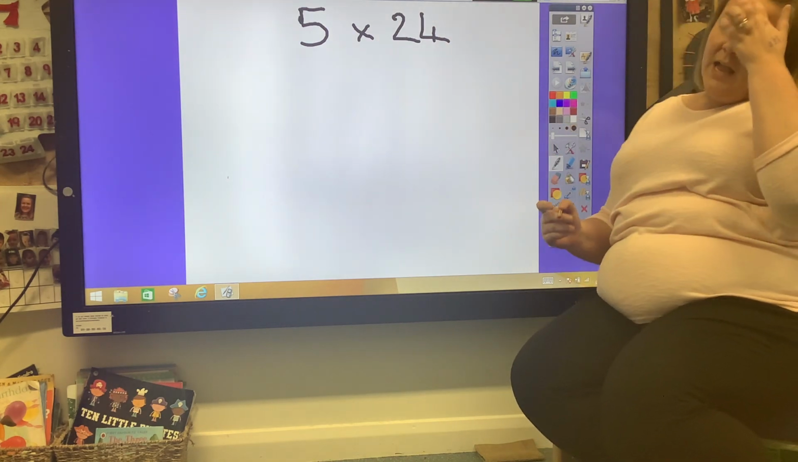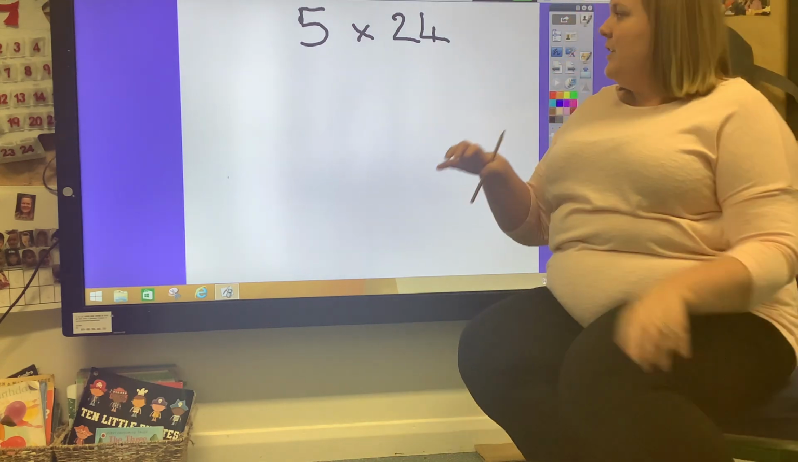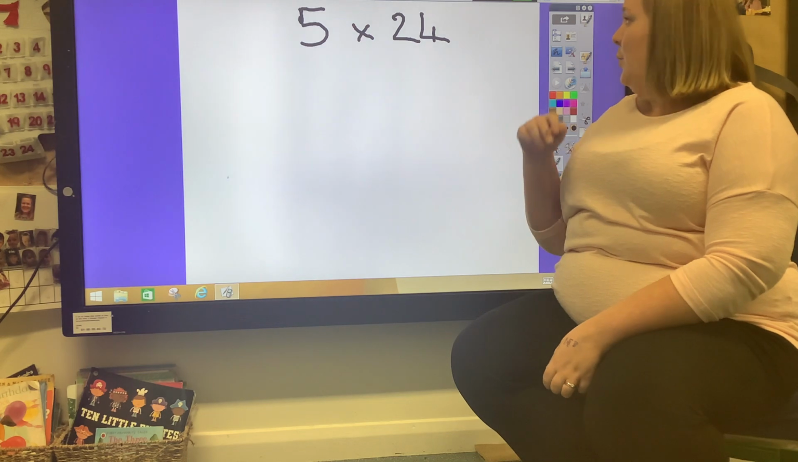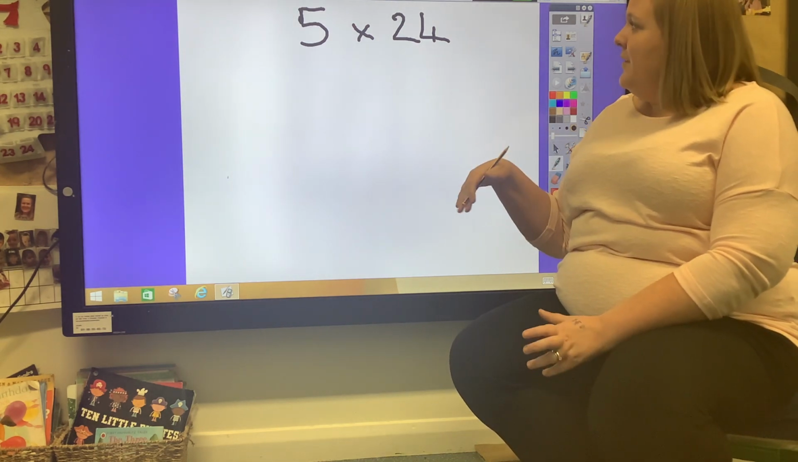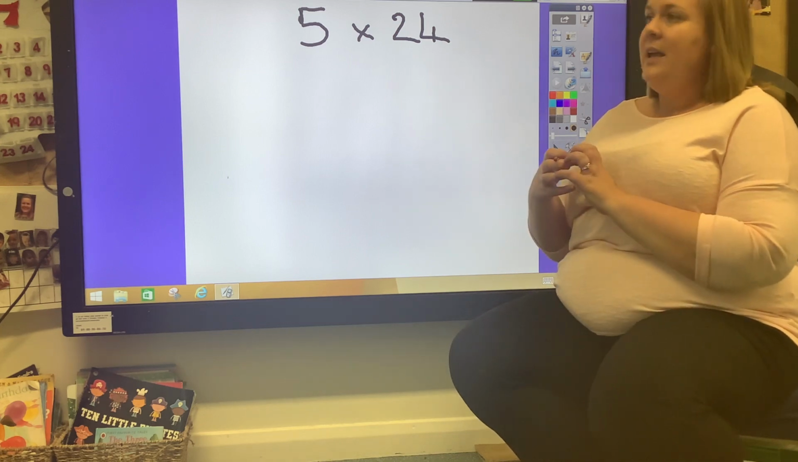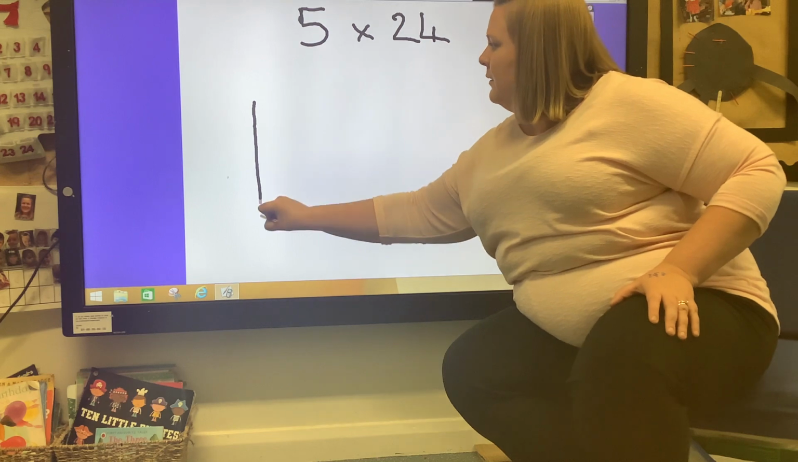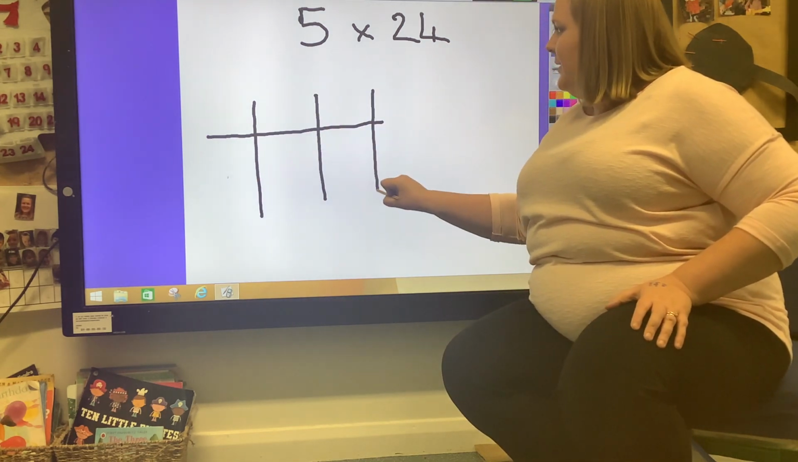24. And in the initial stages in Year 3, we actually won't look at the column method just yet. It will come later in the year. What we'll start with is what we call a grid method. The grid method is really handy for looking at the place value of the numbers. So if I show you how that looks, in this example, something like this.